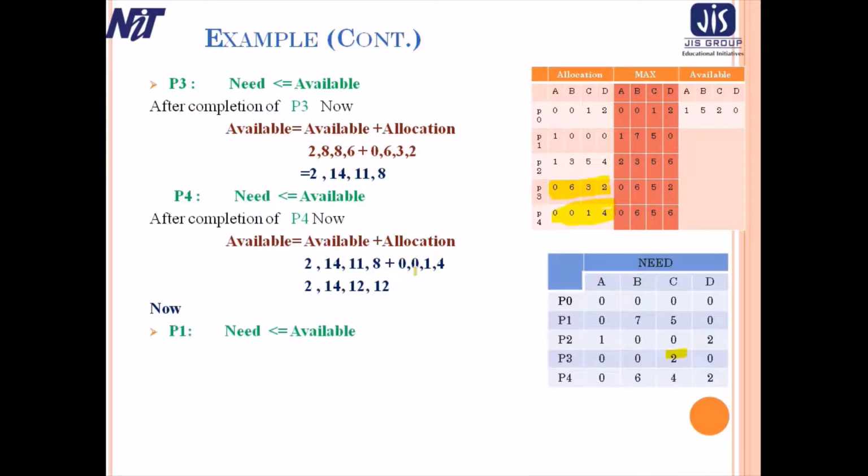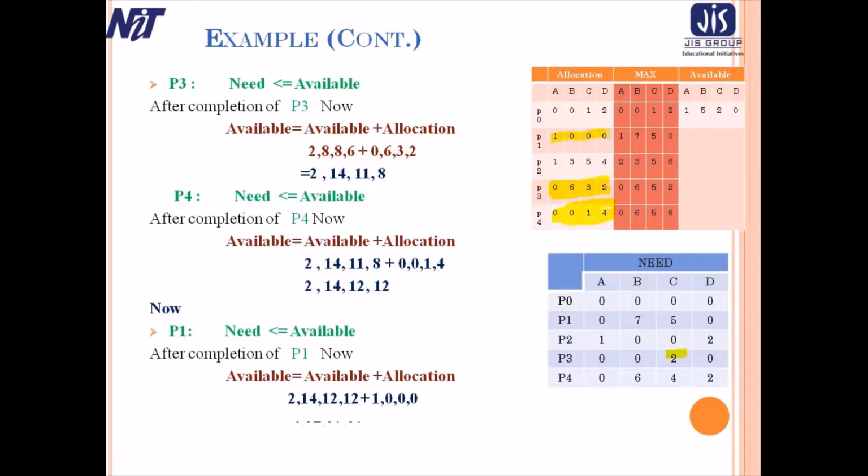Now we check whether P1's need is less than or equal to available. Yes, we have enough resources to give P1. So after completion of P1, our available equals 2420 plus what it holds, 1100, which comes back to our system also. So our current resources are 3432. Now if we execute not in ready queue order but in this order, we can easily avoid deadlock. What is the sequence?